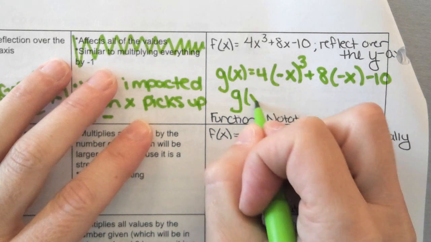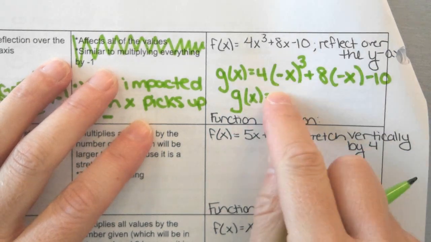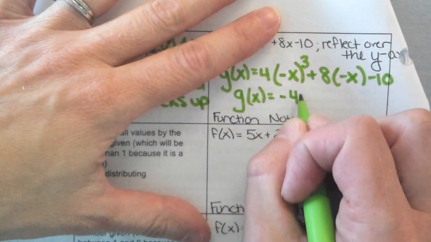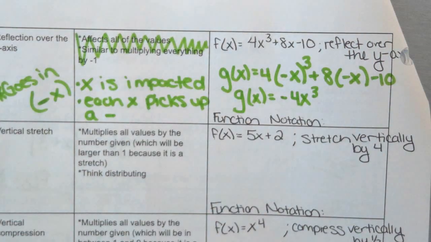Now, I do want you to simplify this. So this will say g of x equals, if I cube this, negative x cubed is it going to come out negative or positive? Negative. So this is going to come out negative 4x cubed. Remember, a good rule of thumb to think about is if it's odd, it's going to come out negative in terms of your exponent, right? And if it's even, it'll come out positive.